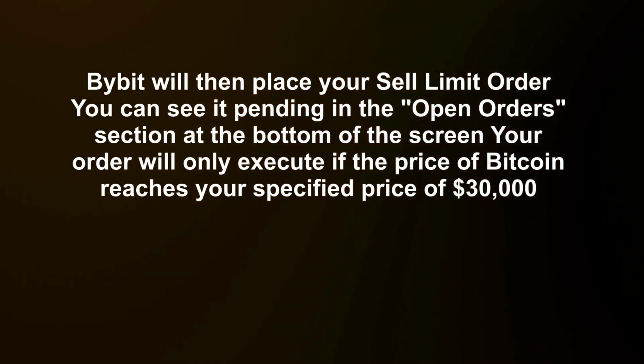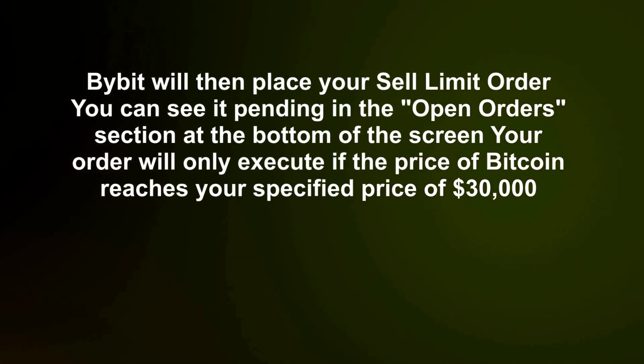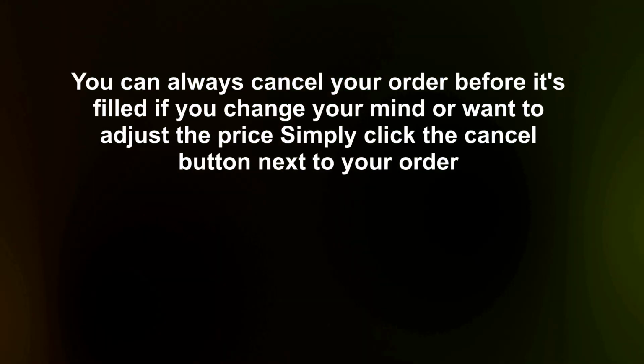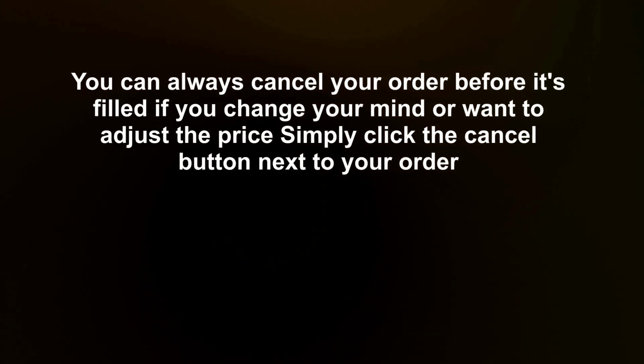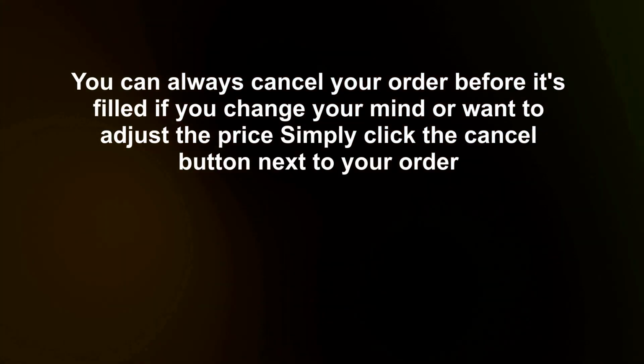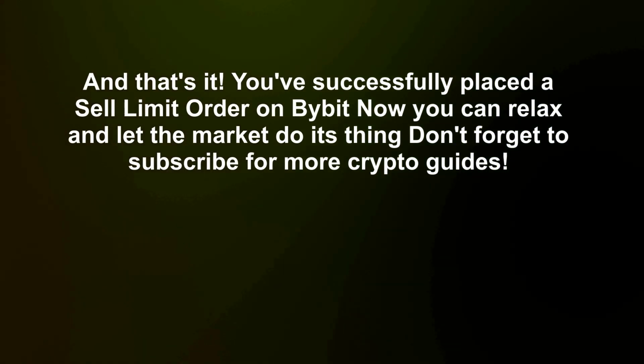At the bottom of the screen, your order will only execute if the price of Bitcoin reaches your specified price of $30,000. You can always cancel your order before it's filled. If you change your mind or want to adjust the price, simply click the Cancel button next to your order. And that's it. You've successfully placed a sell limit order on Bybit.